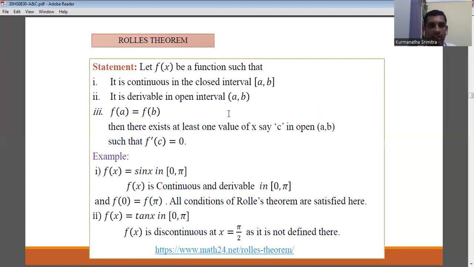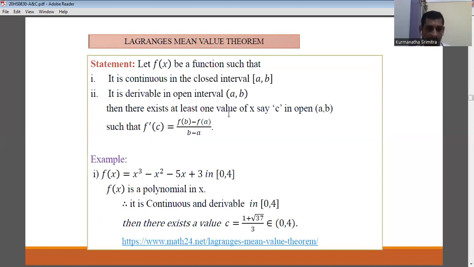So we can say that if any function satisfies Rolle's theorem, then that function automatically satisfies Lagrange's mean value theorem also. So any function which is applicable for Rolle's theorem is also applicable to Lagrange's mean value theorem. These are the basic mean value theorems, that is Rolle's theorem and Lagrange's mean value theorem.